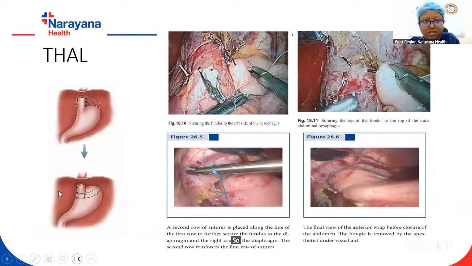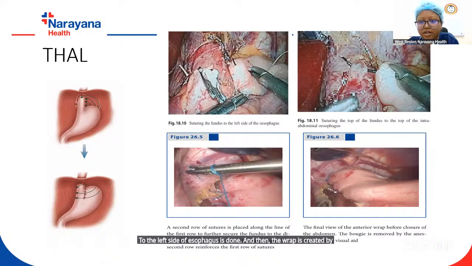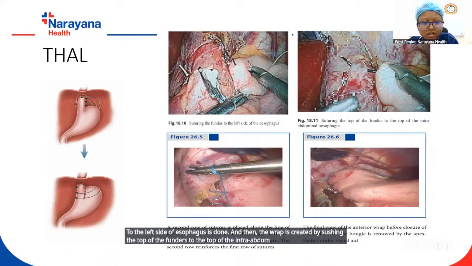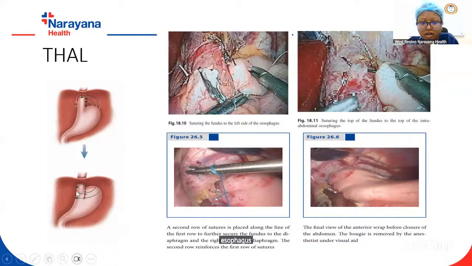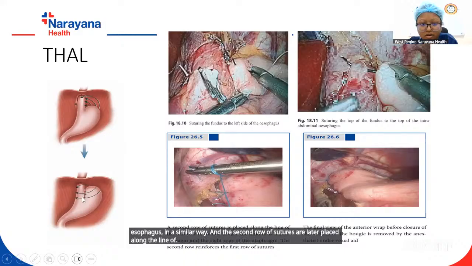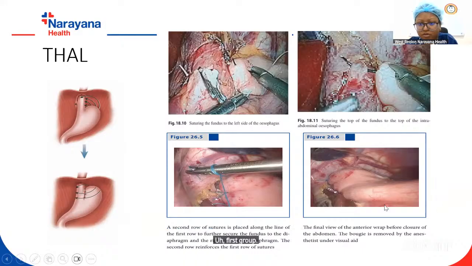So this is how it is done. First, the suturing of fundus to the left side of esophagus is done, and then the wrap is created by suturing the top of the fundus to the top of the intra-abdominal esophagus in a similar way. And the second row of sutures is later placed along the line of the first row. This is how the final view of the anterior wrap happens. So this is the fundus. You can see the anterior wrap here.